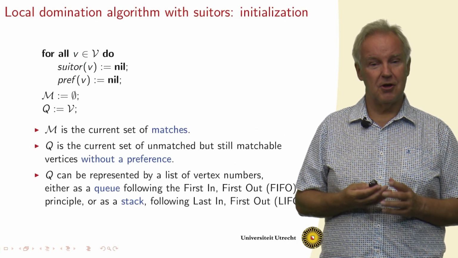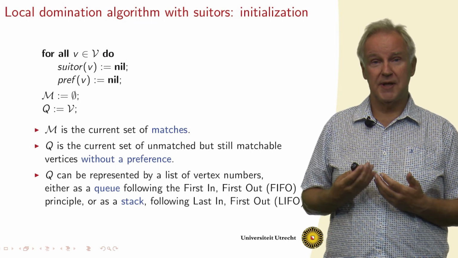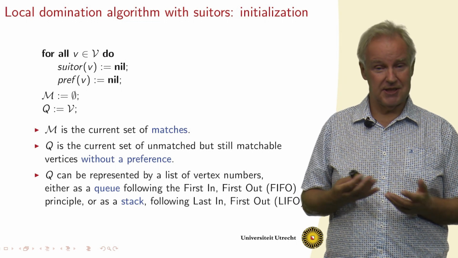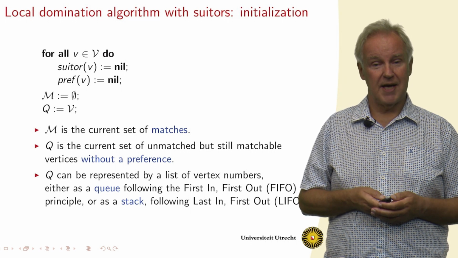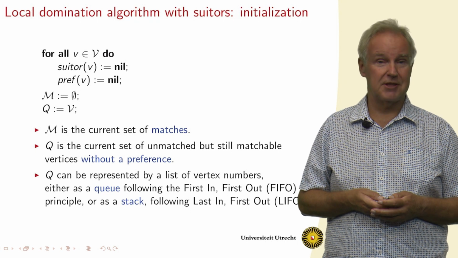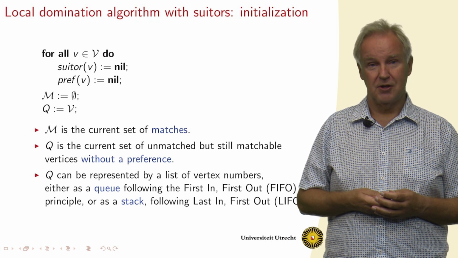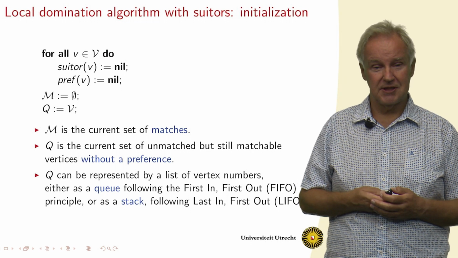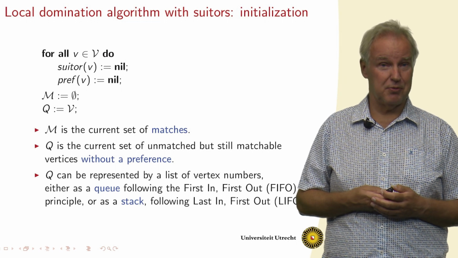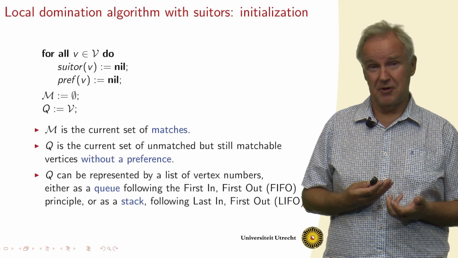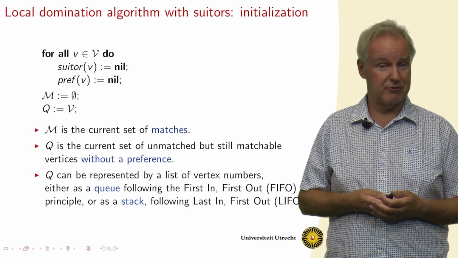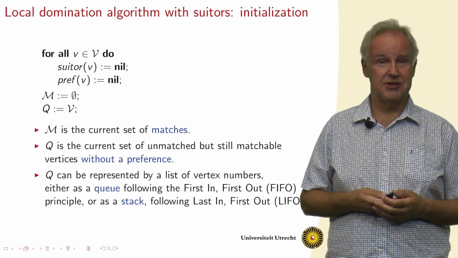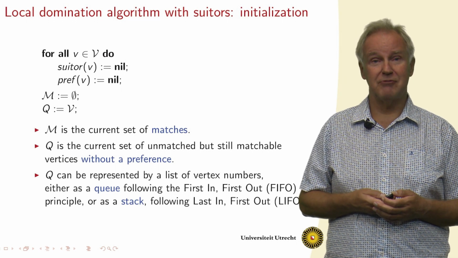So here is the local domination algorithm, where we have in our implementation the suitors. And we initialize it, that's what you see here. We have a matching set M, which is empty at the beginning. We also have a Q, a set of vertices for which we need to set the preference. So initially, we need to set all preferences. So Q equals V. And you see we have initialized the suitor and pref values of every vertex to 0.